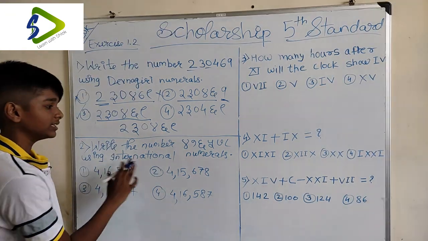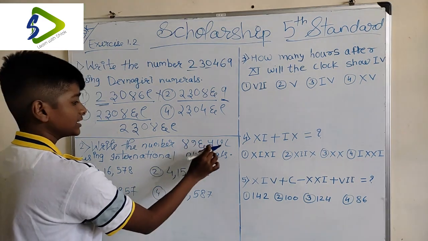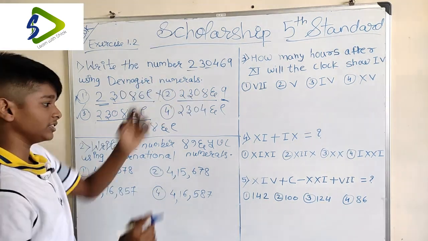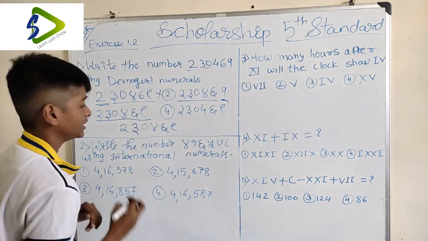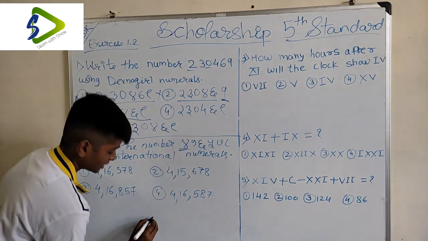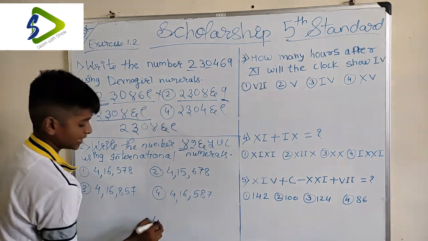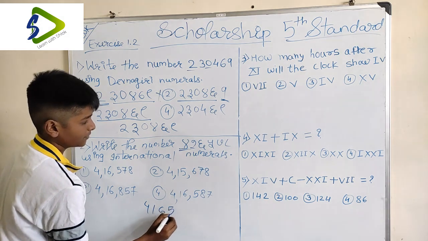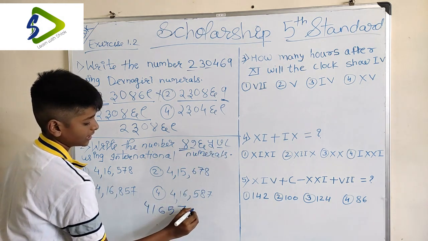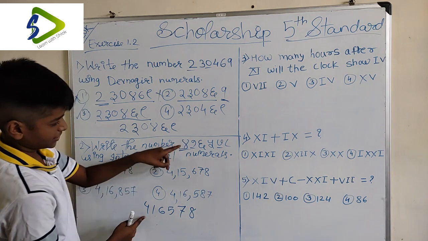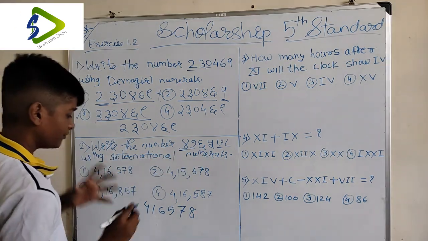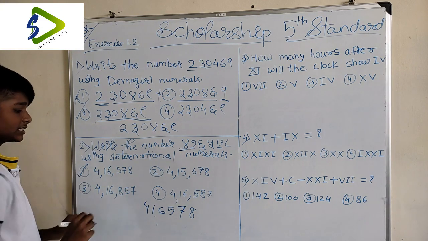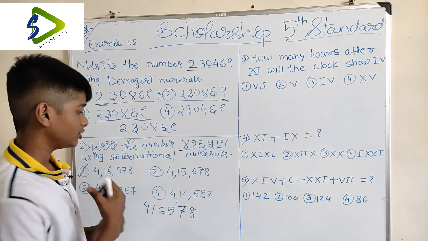The second question tells us to write the number 416578 using international numerals. Now they have given the opposite. Earlier we had to write international in Devanagari, but here they have given Devanagari and we have to write in international. So this is written as 4, this as 1, this as 6, this as 5, this as 7, and this as 8. Let's again check the values. In which option can you see this answer? You can see it in this option, 416578. Here also you can check the options before you go.